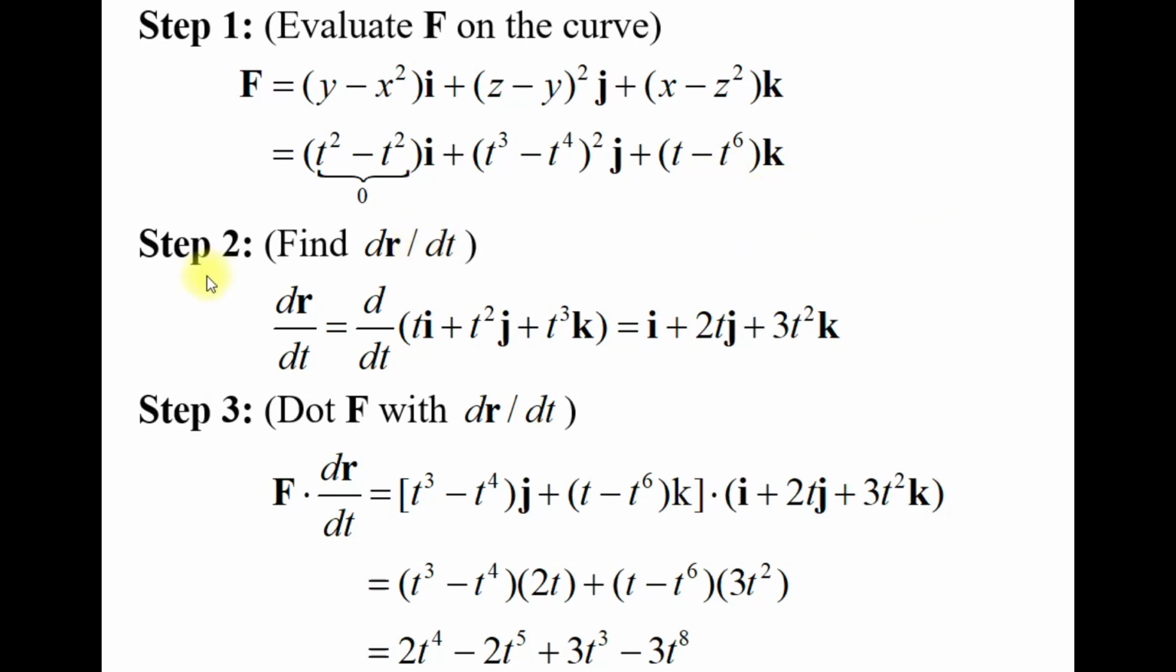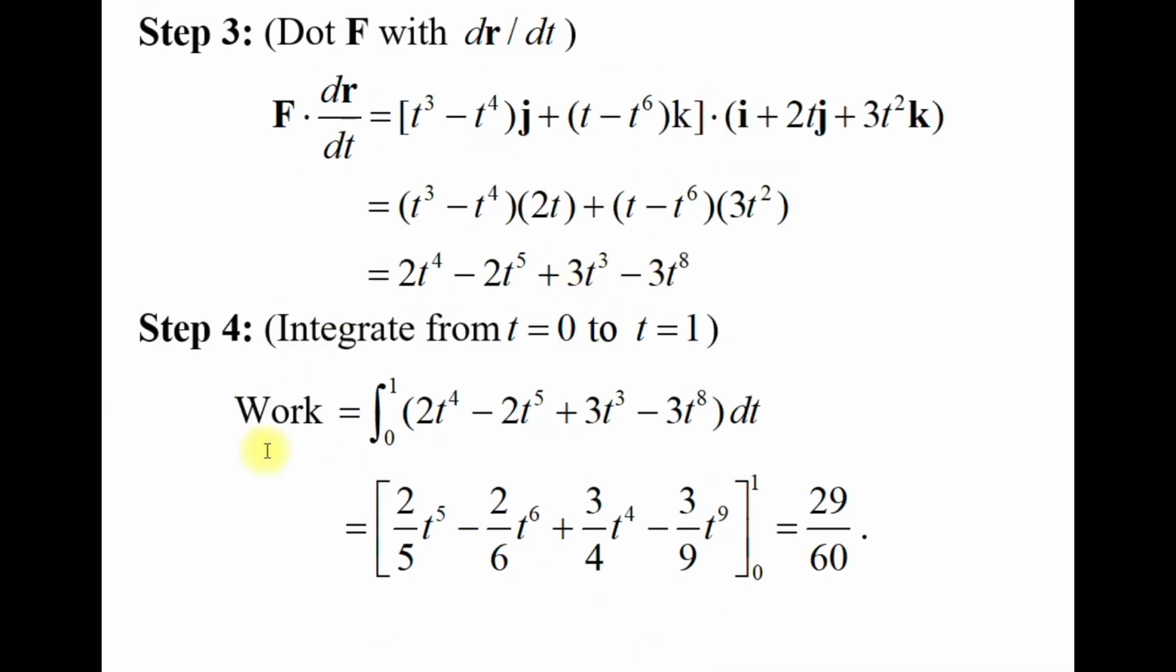Then as step 2, we find the derivative of the vector valued function r of t, and it is dr by dt, the derivative of t i plus t squared j plus t cubed k, which is i plus 2t j plus 3t squared k. Then we find the dot product of F with dr by dt, and we find that it is equal to 2t raised to 4 minus 2t raised to 5 plus 3t cubed minus 3t raised to 8.